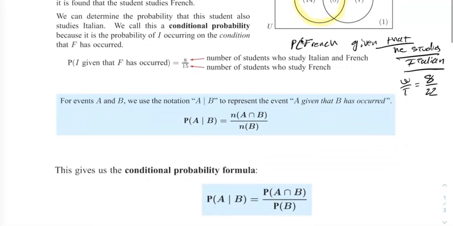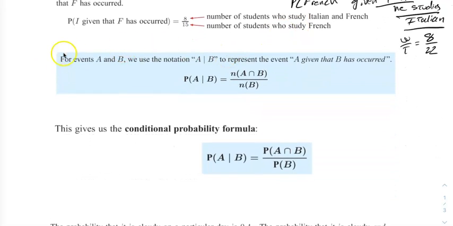We have a formula for solving this, which is just, for events A and B, we use the notation A line B. The line here is read as "given that." Given that B happened. Or as I say here, it represents event A given that B has occurred. So when you see that line, that's a given that. What's the probability of A given that B occurred? And this is from here. It's the intersection of A and B over B.